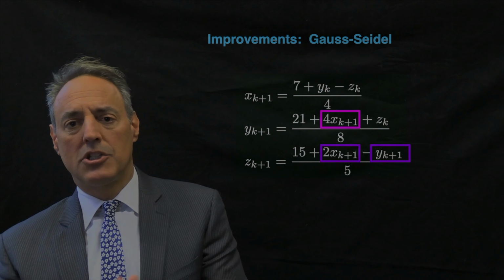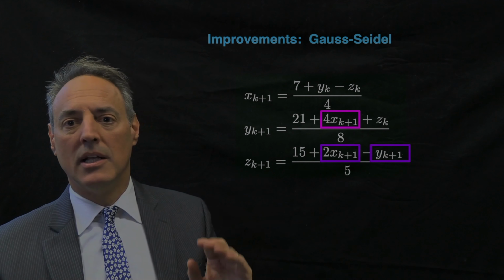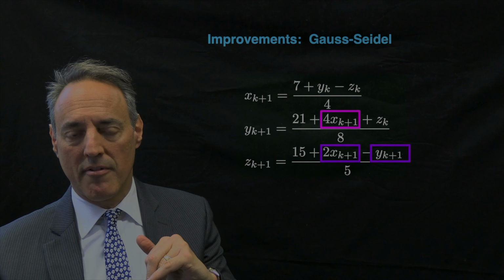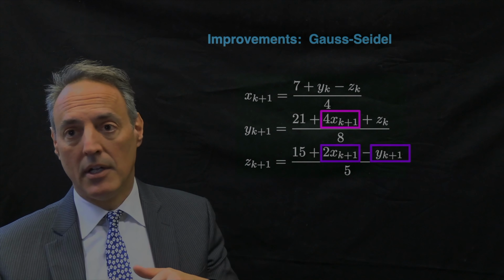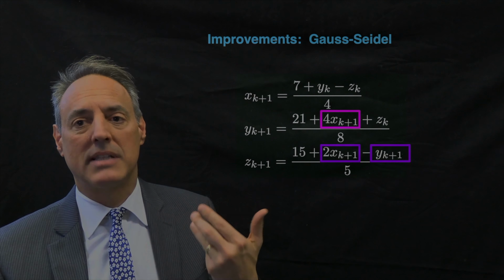Okay, let's talk about improvements to the algorithm. How can I make it converge even faster? Remember, I'm giving you a third way. You have Gaussian elimination, LU, now the iterative methods. Now you have 3 ways to solve AX equal to B. And here's a fourth way. So those were Jacobi iterations. A fourth way is called Gauss-Seidel.